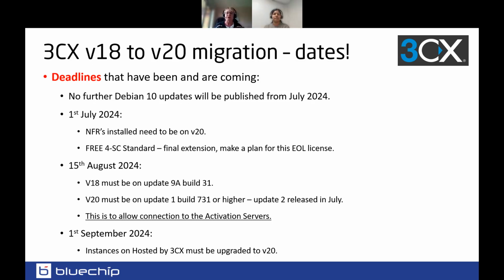The 15th of August, which has just passed, was when any version 18 deployments needed to be on update 9A, which is build 31, and version 20 needed to be on update 1, which is build 731 or higher. So update 2 has been released since July. This is to allow connection to the activation servers via the SSL certificates. If you are on version 18, update 9, the build prior to 31, you're faced with a backup and a restore for that. There is no way around that. You cannot connect to the activation servers. So if you need any advice or guidance, do reach out to us and we'll be happy to send you the information.